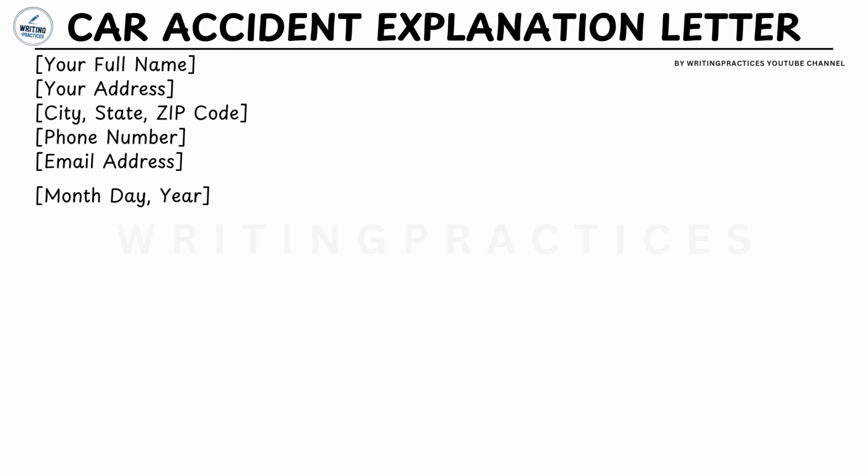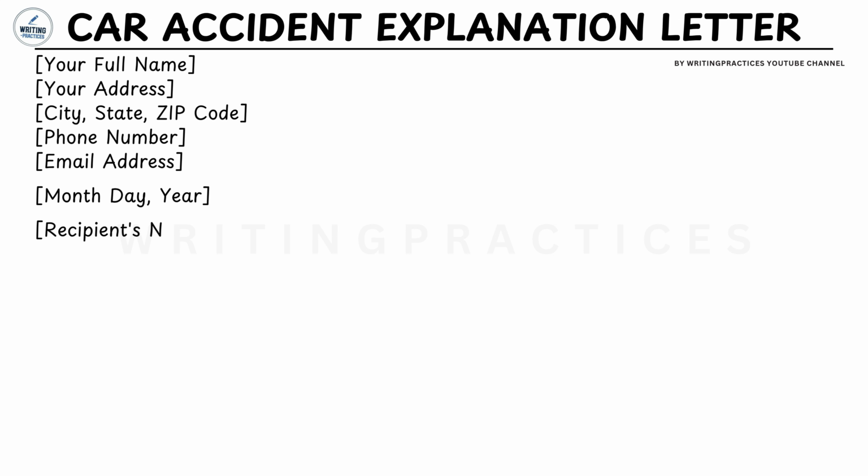Date. After your contact information, write the date. For example, June 18, 2026. The date establishes when the explanation was prepared and submitted. This can be important when creating a timeline of events or documenting communications related to the accident.